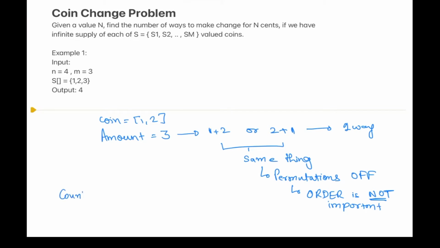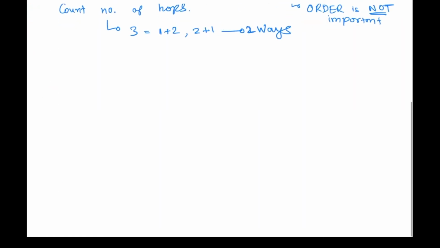Whereas in the problem count number of hops, what we were supposed to do is find all the possible combinations or jumps that a person can take to reach, let's say, the third step. So a person can jump 1 and then from there jump 2, or he can jump first 2 and then from there jump 1. Both are two different ways. We were considering them as different, and we were counting them as two different ways. We were considering permutations, where order was important, but in this question it's no longer the case.